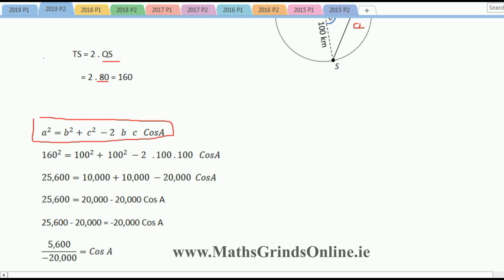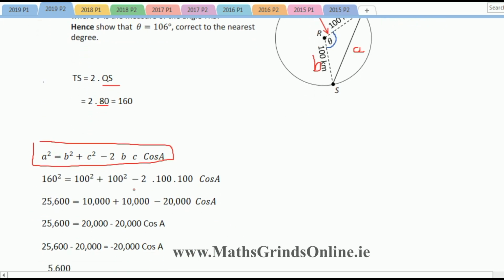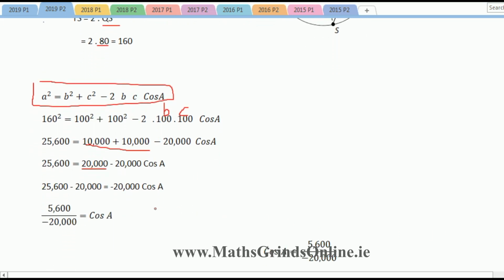B and C, we're getting them in the diagram here as 100. Both of them are 100. So that's plus 100 squared, plus 100 squared, minus 2 times 100 times 100 times cos A. That's 2 times BC. Alright, just squaring all those numbers out, you can see what I get there. 10,000 plus 10,000 add up to 20,000. And I bring that across the equal sign, and I get 25,600 take away 20,000 is equal to 5,600. And then on the right hand side, I have minus 20,000 cos A.